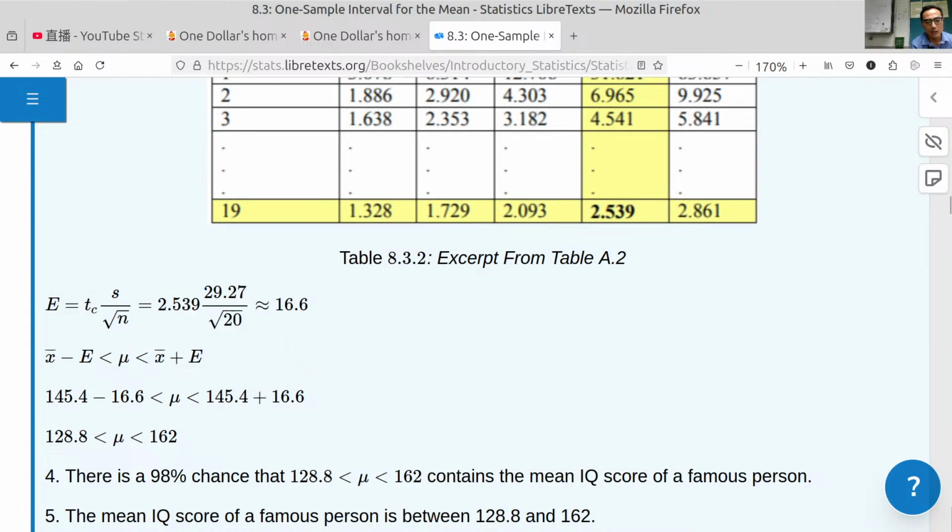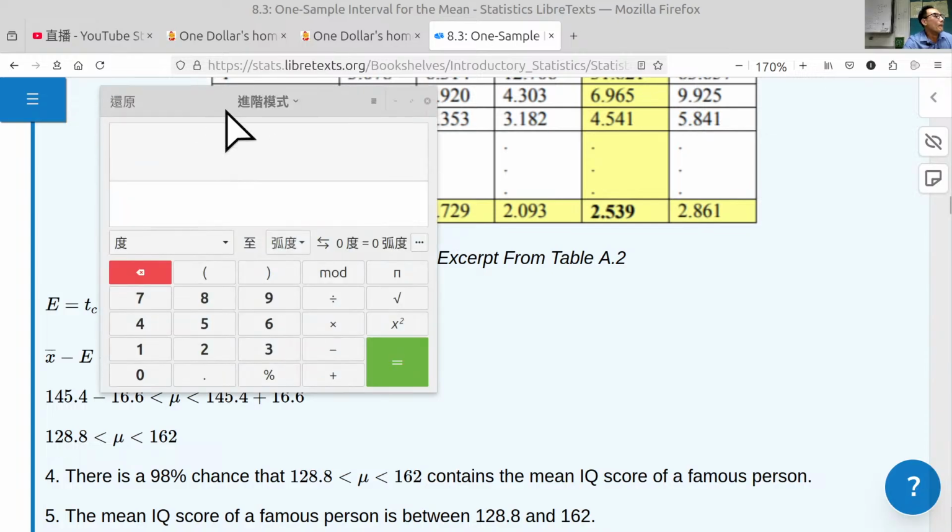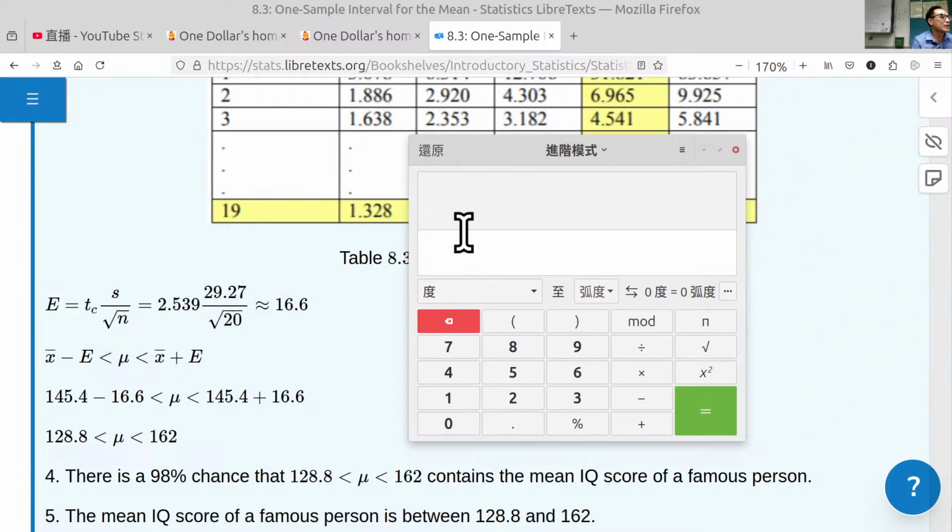Let me show you how to do this. Okay, here is my calculator. Just do it. 2.539 times 29.27 divided by the square root of 20 and press enter. Yeah, 16.617, close to 16.6.